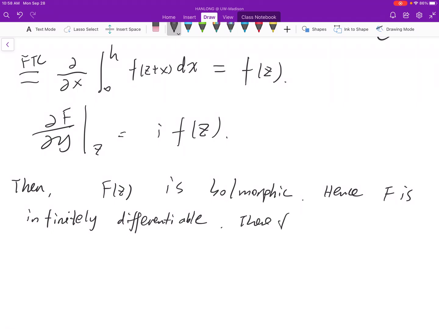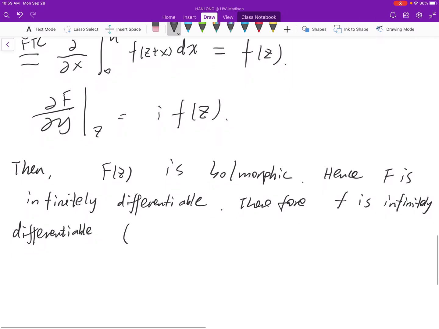Therefore, small f is infinitely differentiable. This is because small f is the x derivative of capital F.